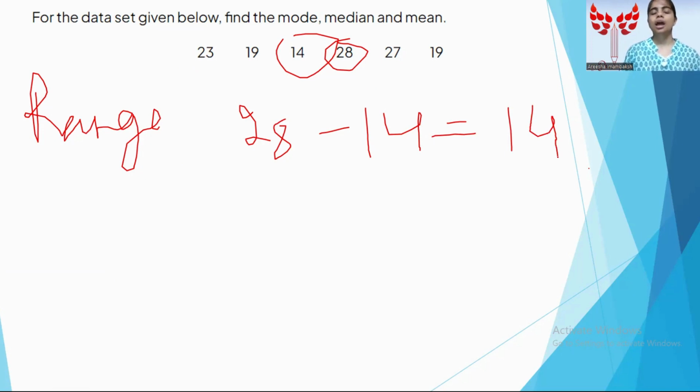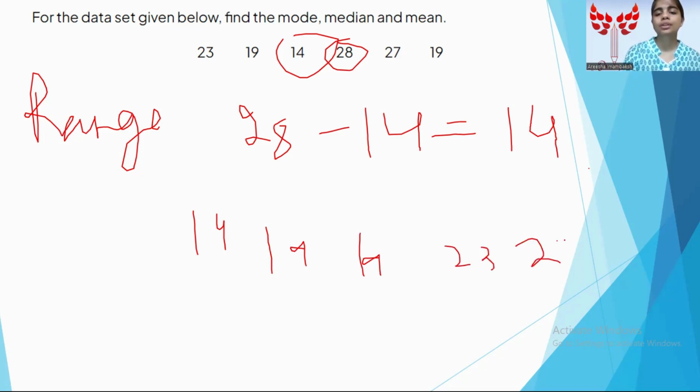And we found the median. I think I do remember now. The median was 21. Let's look at it again if that's not an issue. 14, 19, 19, 23, 27, 28. Yes, it was 21.